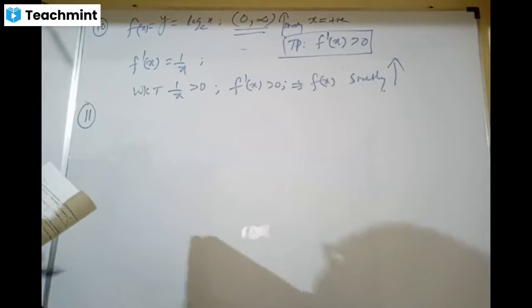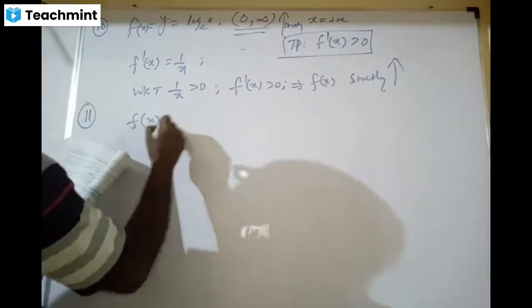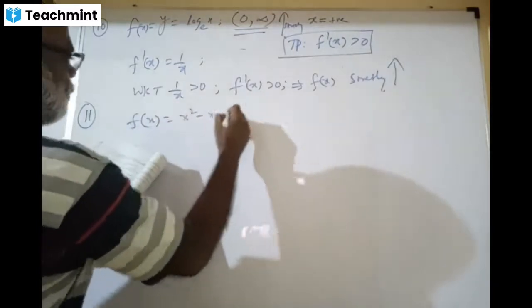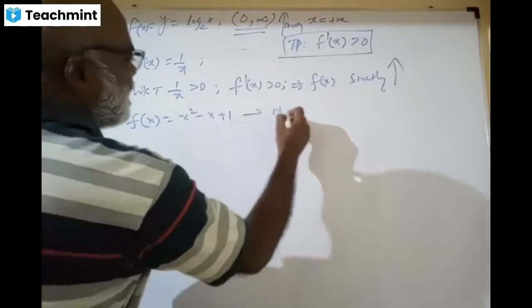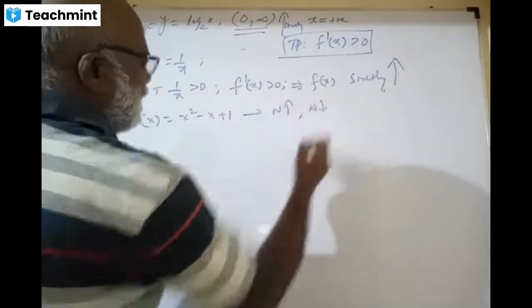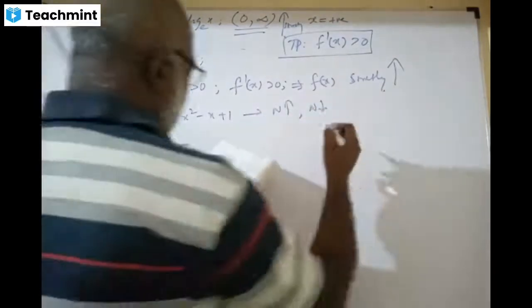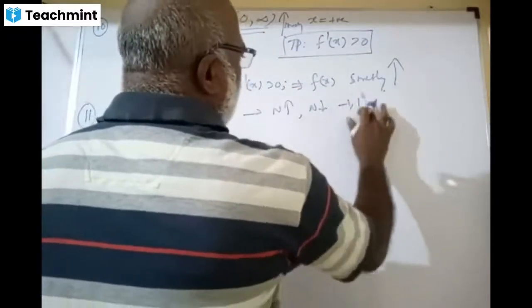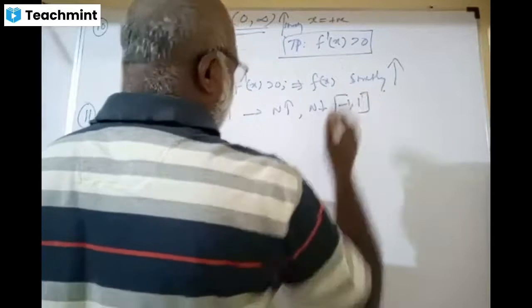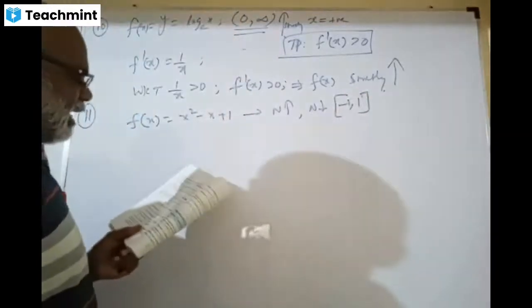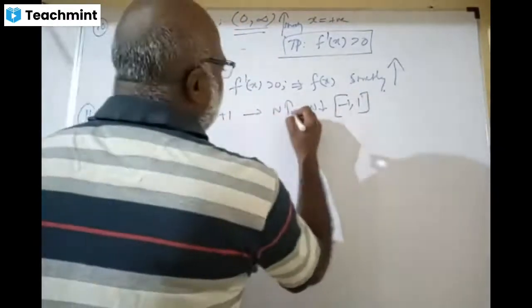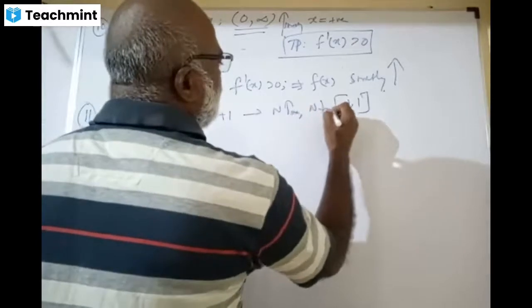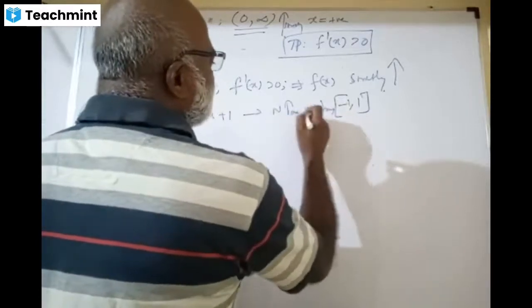Question number 11. Prove that the function given by f of x equals x square minus x plus 1 is neither increasing nor decreasing in the interval minus 1 to 1. Neither strictly decreasing nor strictly increasing.